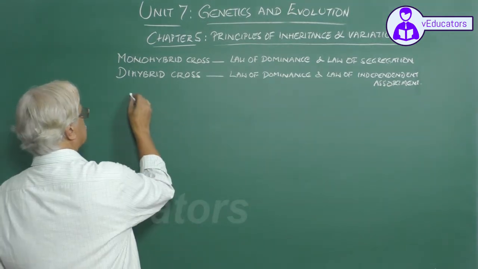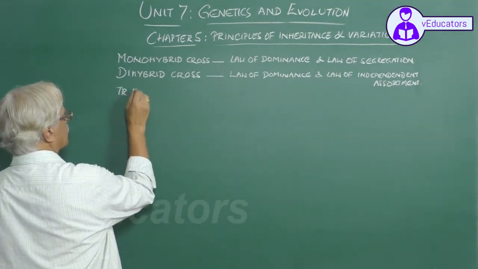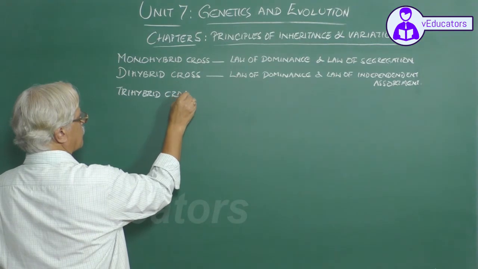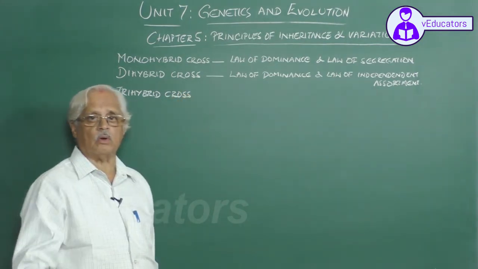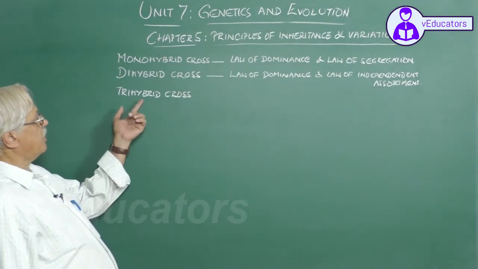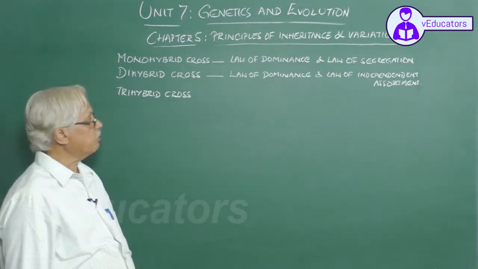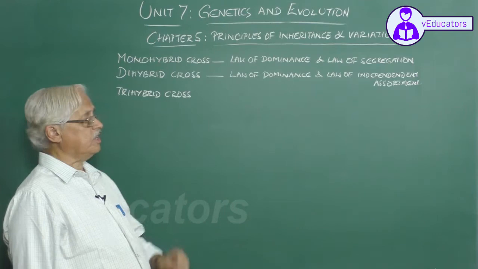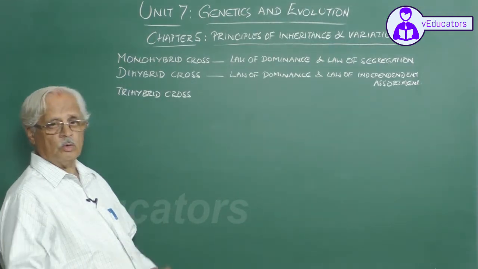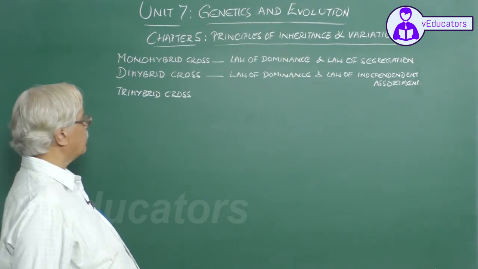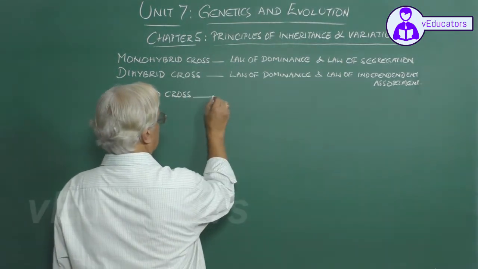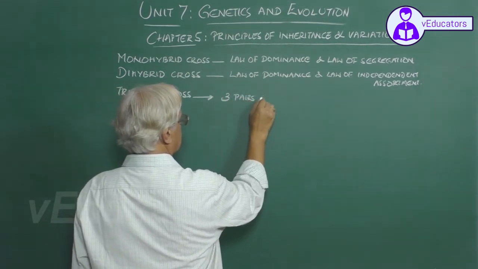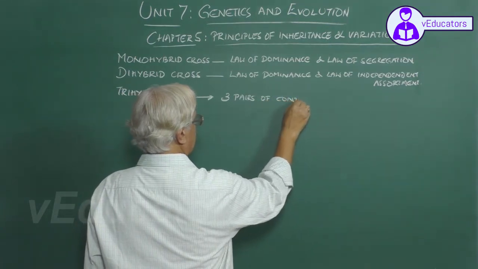In the same way, there can be a trihybrid cross, a cross involving three pairs of contrasting characters, and a tetrahybrid cross, a cross involving four pairs of contrasting characters. Now, let me give you some idea about a trihybrid cross and how to get the combination of gametes for it. A trihybrid cross is a cross involving three pairs of contrasting characters.